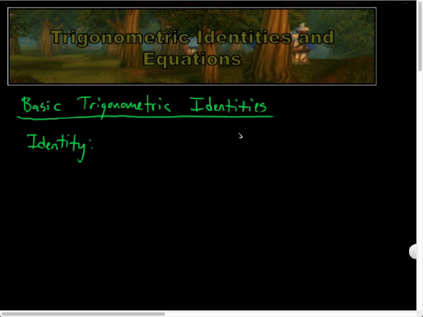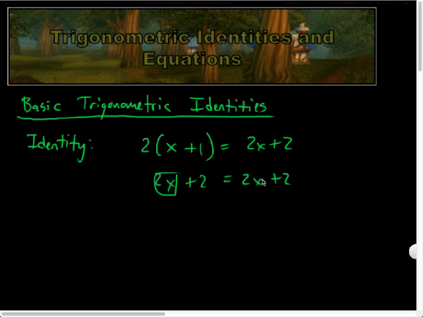You might have heard the term identity show up when solving equations back in the day. An identity would occur, for instance, if I had this equation: 2 parentheses x plus 1 equals, let's say, 2x plus 2. If I solve this, I'd end up getting 2x plus 2 equals 2x plus 2, something that's true for whatever values of x I plug into it, where there were infinitely many solutions. Sometimes we said it was an identity, where this side was equal to that side and any value of x would work.